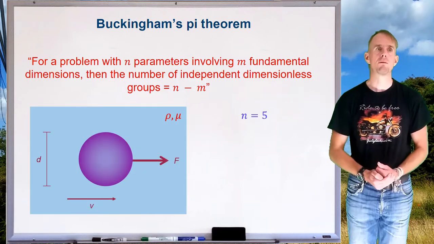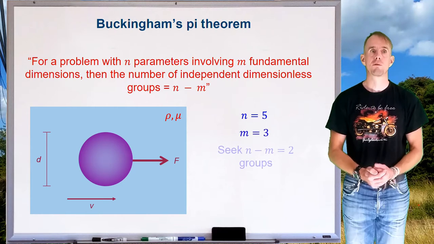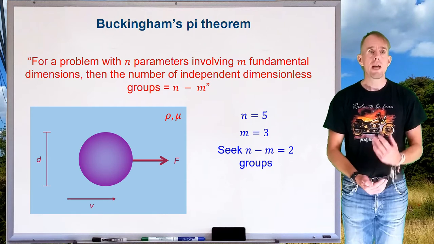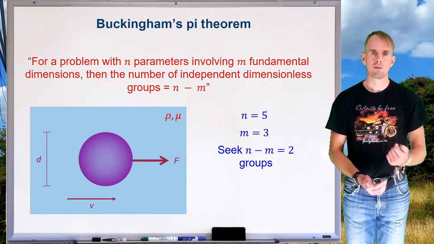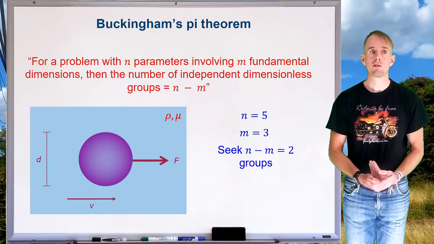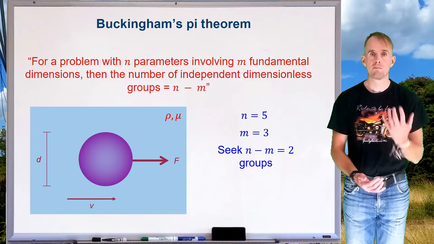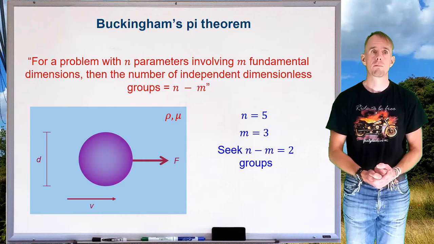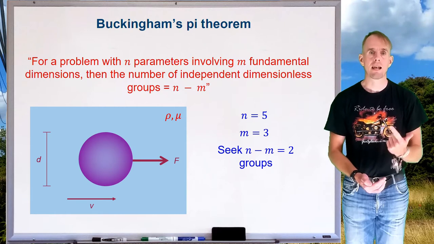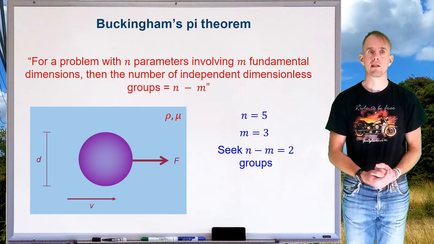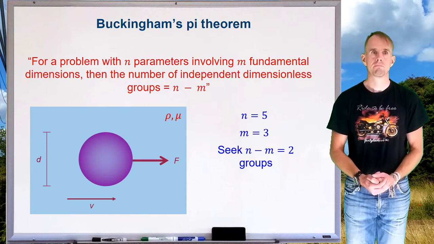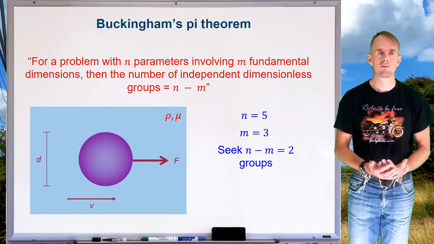So here on the whiteboard now, I've got that cartoon of the problem that we were solving last time, rigorously. Let's apply Buckingham's pi theorem to this. We have, in terms of parameters, density and viscosity of the fluid, rho and mu, that's 2. We've got the force on the sphere, that's 3. We've got the sphere diameter, 4, and the sphere velocity, 5. So there's 5 parameters involved with this problem. If we think which fundamental dimensions are associated with these parameters, we'll see that there is mass, length, and time. So there's 3 fundamental dimensions. Therefore, we are seeking 2 groups to fully describe this problem. So now we know how many groups we have to search for.